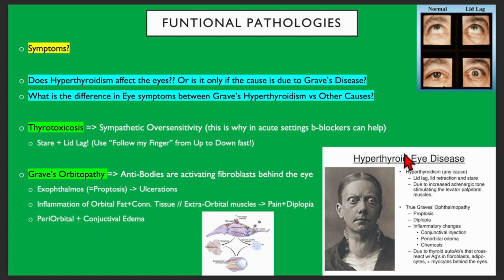and then around the eye, periorbitally, you have edema, the myxedema. So that's the difference between thyrotoxicosis, like a normal hyperthyroidism case, which is sympathetic oversensitivity, versus Graves' orbitopathy, which is actually stimulating the fibroblast. So when you talk about the eyes in hyperthyroidism, know that Graves is by itself. That's why it's called Graves' orbitopathy. Yeah, so it's an entity by itself. Everything else has to do with sympathetic oversensitivity.